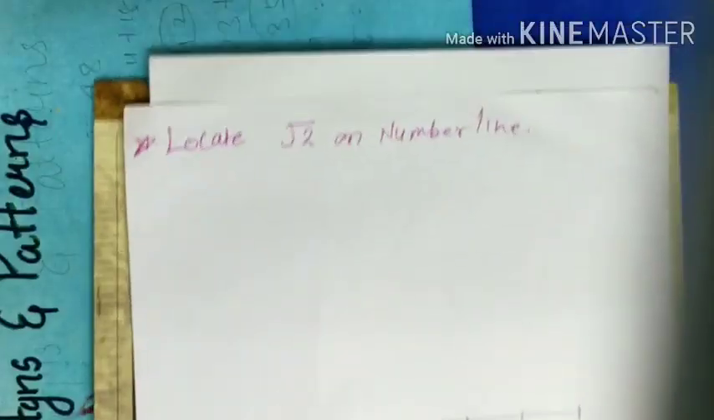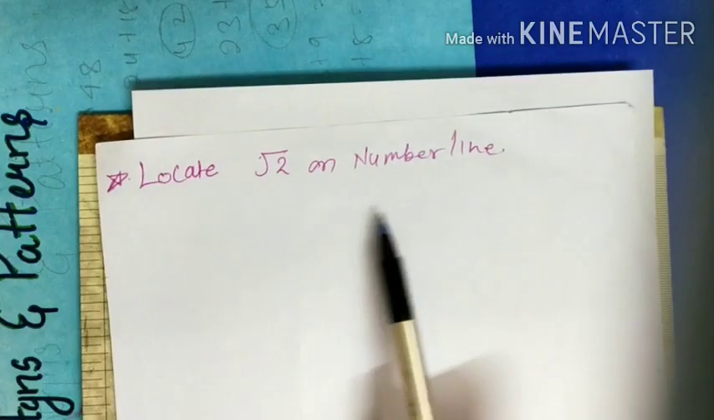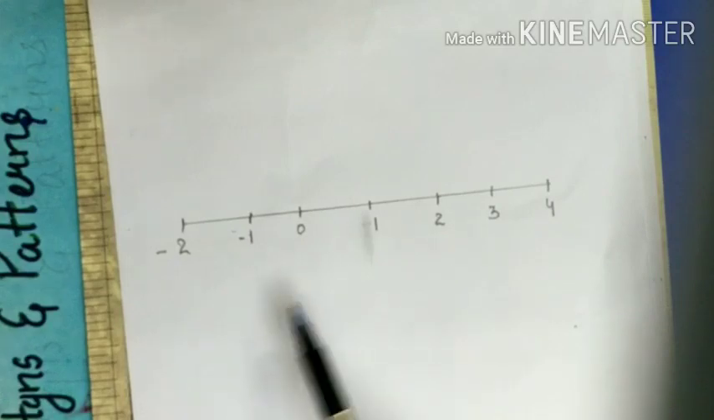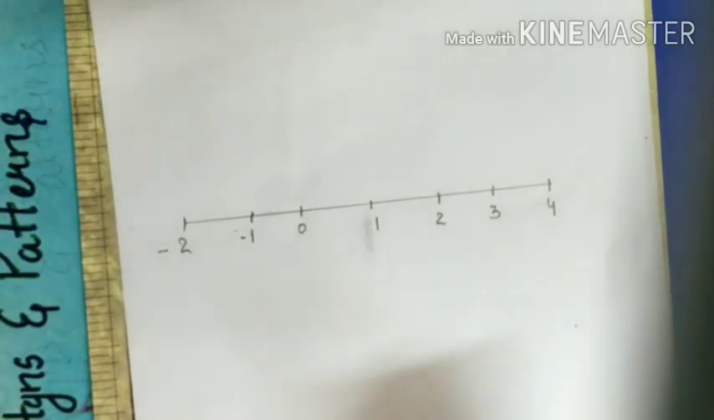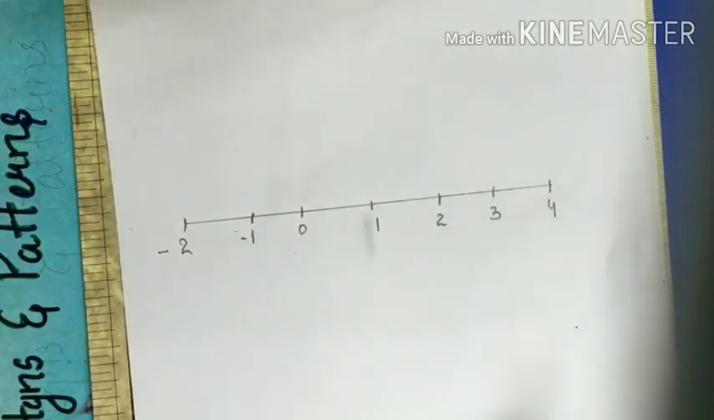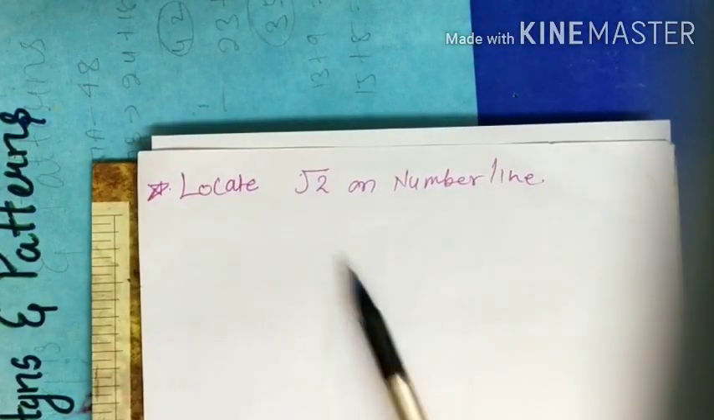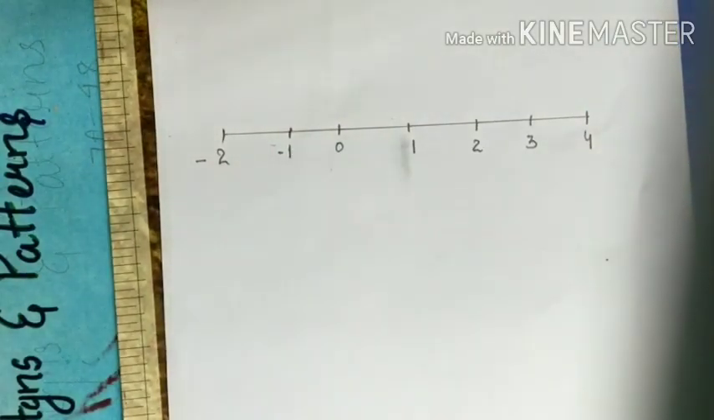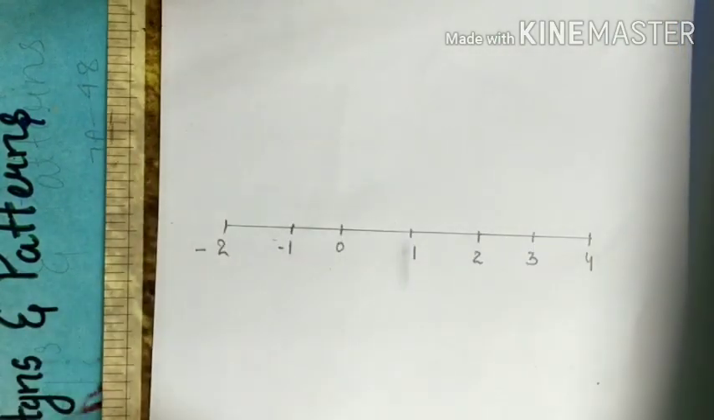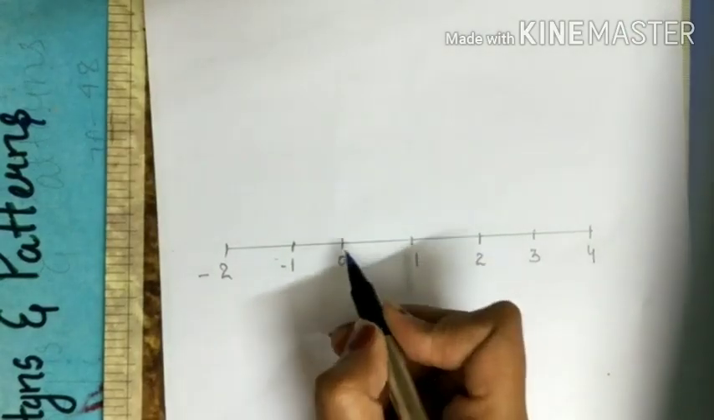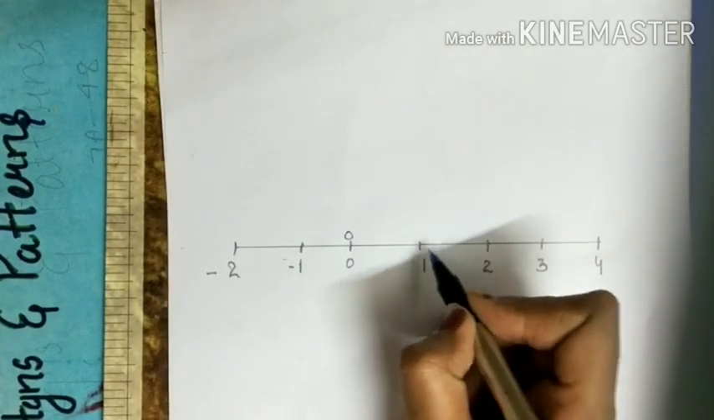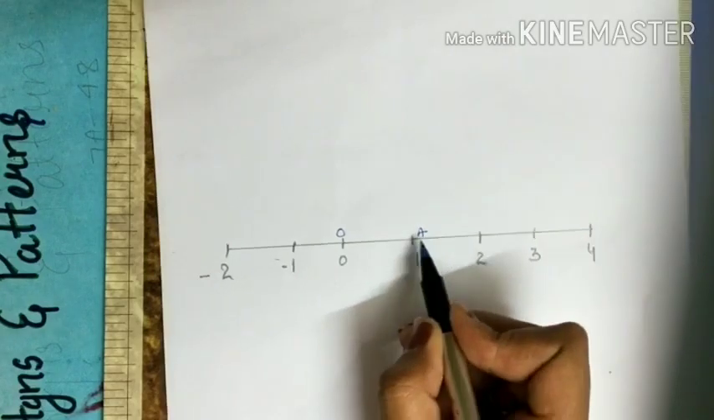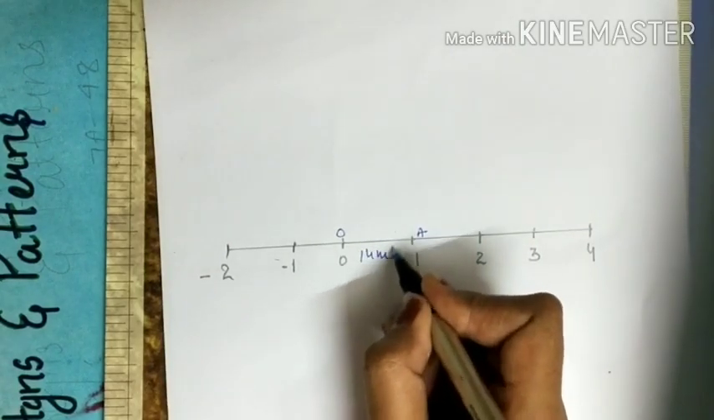This topic is how to locate under root 2 on the number line. You know, children, how to represent integers on the number line, how to represent fractions 2 by 3, 5 by 3 on the number line. Now we will learn how to locate under root 2 on the number line. First of all, draw a number line. Then from here you take 1 unit distance. Let's consider this is O and this is A. OA, this is 1 unit distance.